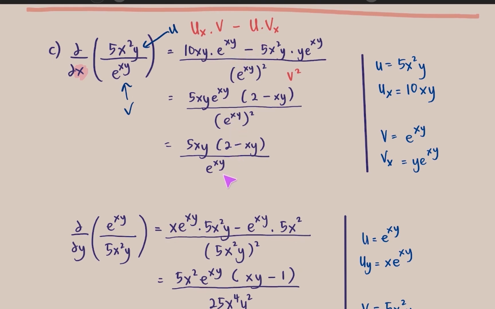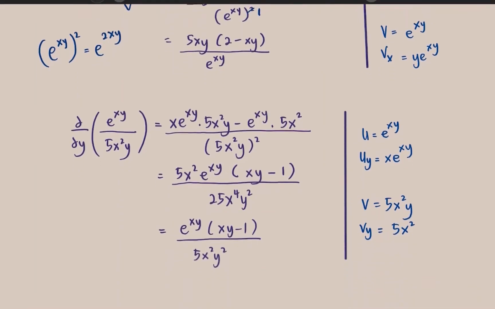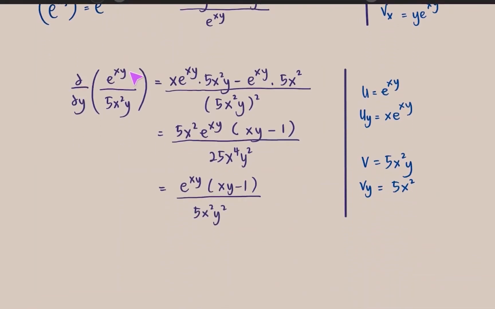Factorize to simplify. Just remember that e^(xy) to the power of 2 is equal to e^(2xy). Next, after you have simplified and cancelled the common factor here, the final answer would be 5xy times (2 minus xy) divided by e^(xy). Okay, the last one. Differentiate g over f with respect to y.